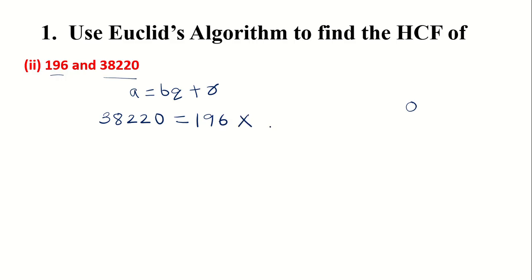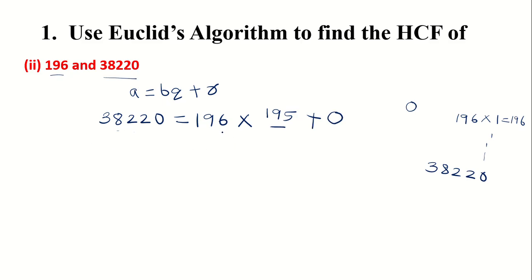With what number do we multiply 196 to get 38220? Write the 196 table in your rough sheets and keep on repeating till you get the number. So 196 into 195 will get 38220. As we are getting the required number, the remainder will be 0.